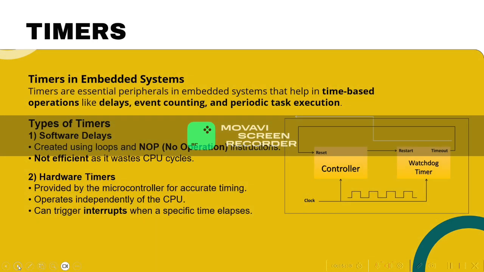And timers are essential parts of embedded systems because time plays a crucial role in operating embedded systems. Some of the functions of timers are delays, event counting, and periodic task execution. Now we will see types of timers. Software delays are created using loops and no operation instructions, and are not efficient as they waste CPU cycles. Hardware timers are provided by the microcontroller for accurate timing, operate independently of the CPU, and can trigger interrupts when a specific time elapses.